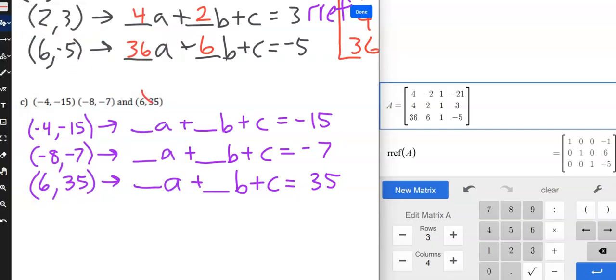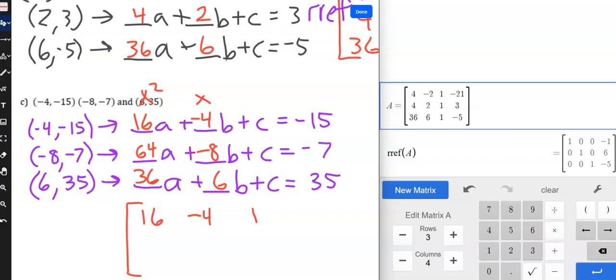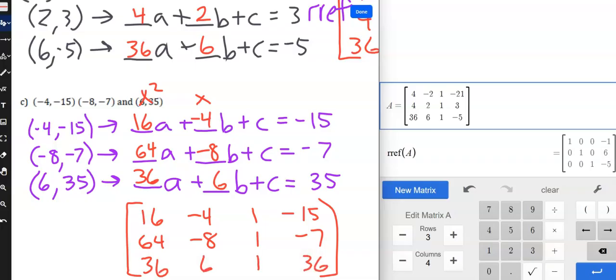So, remember the first one is the squared, the second one is not. So that's a 16 and a negative 4. And that is a 64 and a negative 8. And that is a 36 and a positive 6. And so now we can make our 16, negative 4, 1, negative 15. And our 64, negative 8, 1, and negative 7. And our 36, 6, 1, and 35. Oops, can't write. Said it, but can't write.